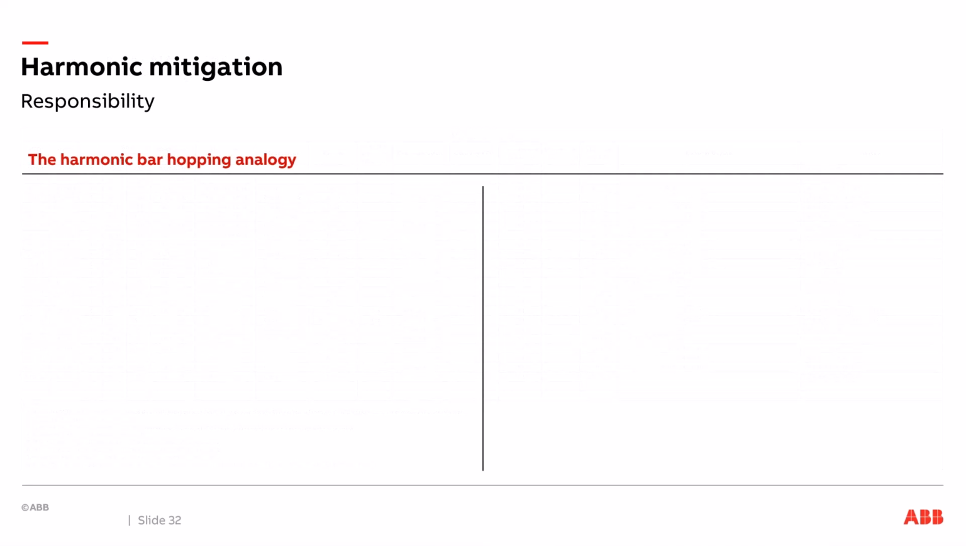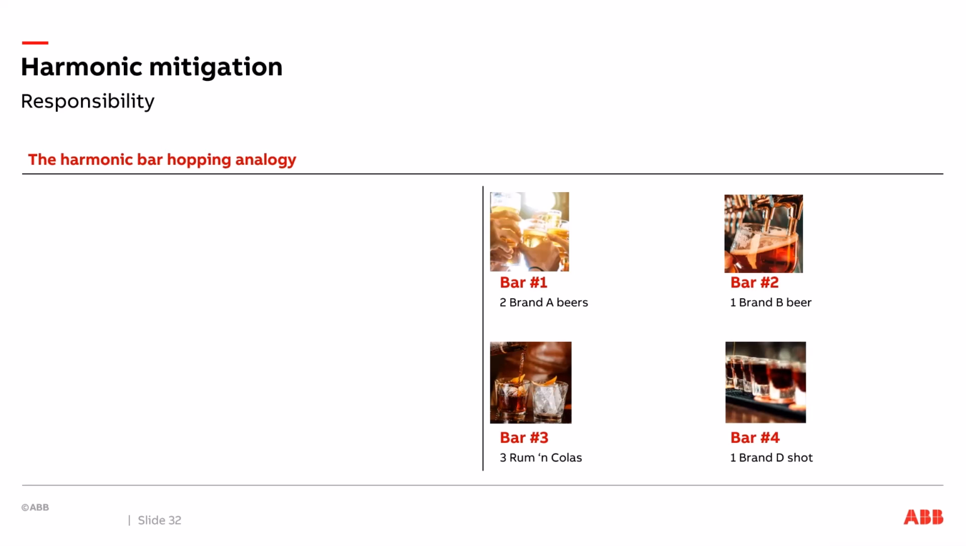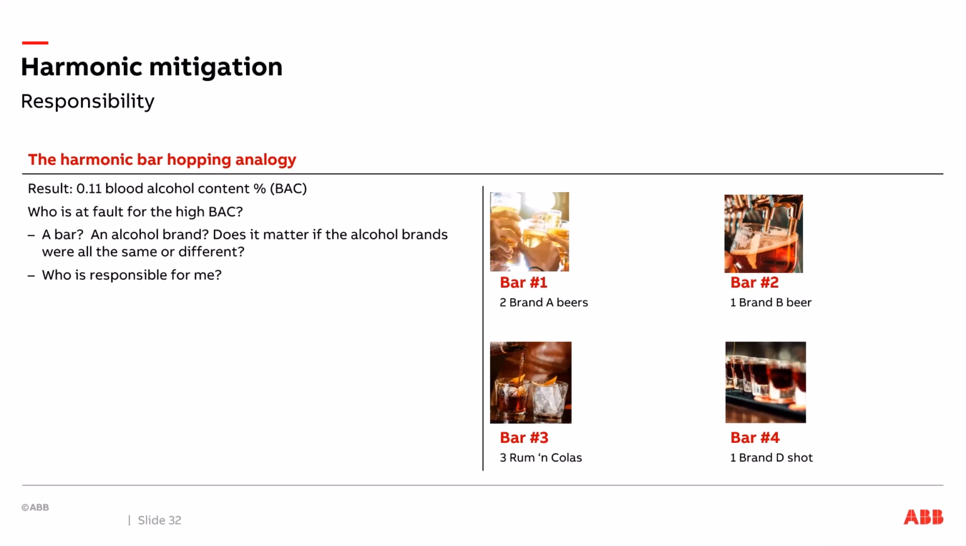Now I'm going to do one of my favorite topics, the harmonic bar hopping analogy. My goal here is to help show who should be responsible for keeping harmonics low. What individual is that? So we're going to first have me going out on a pub crawl. I stopped at the first bar, had a couple beers, stopped at a second bar, had another beer, but a different type of beer. Stopped at my third, had a couple rum and cokes. Stopped at my fourth bar, I had a shot. Yeah, it's a good night so far.